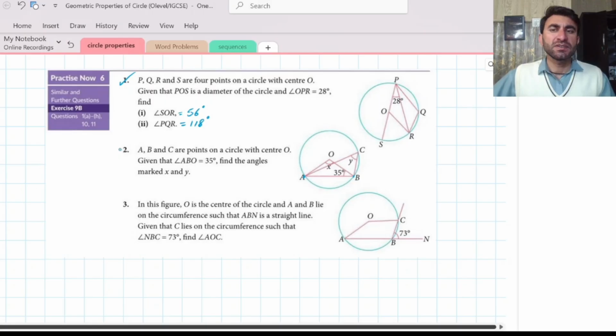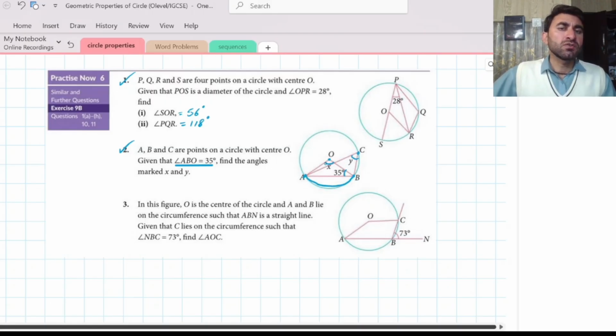Now in the second question of practice 6, it states A, B and C are points on the circle with center O. We can see the center over here, and A, B and C are points on the circumference of that circle. Given that angle ABO is 35 degrees, which is mentioned in the diagram as well, find the angles marked X and Y. We can see the angle X is over here at the center and angle Y is here at the circumference, and both are subtended by the same arc AB.